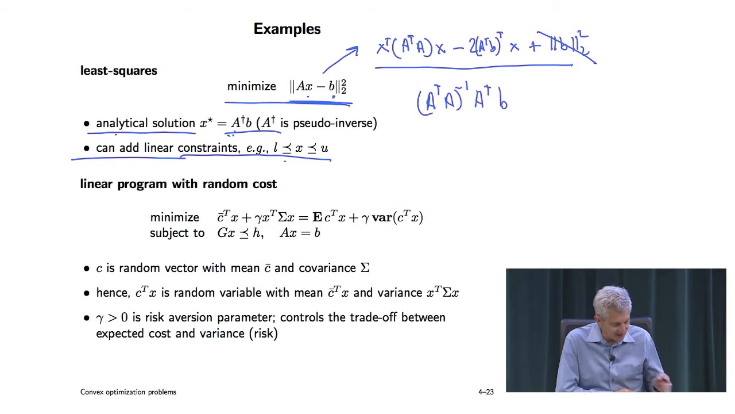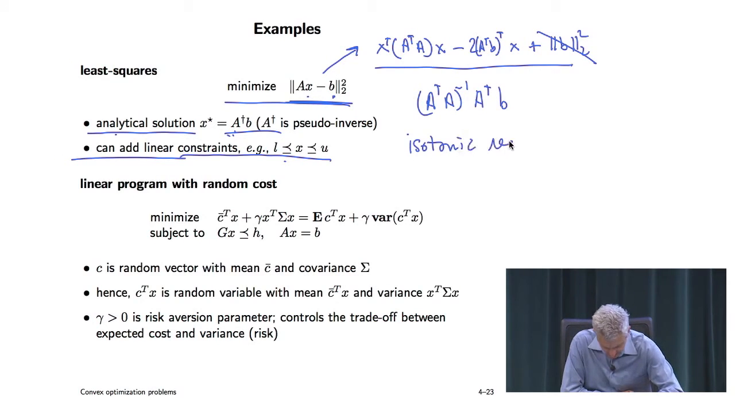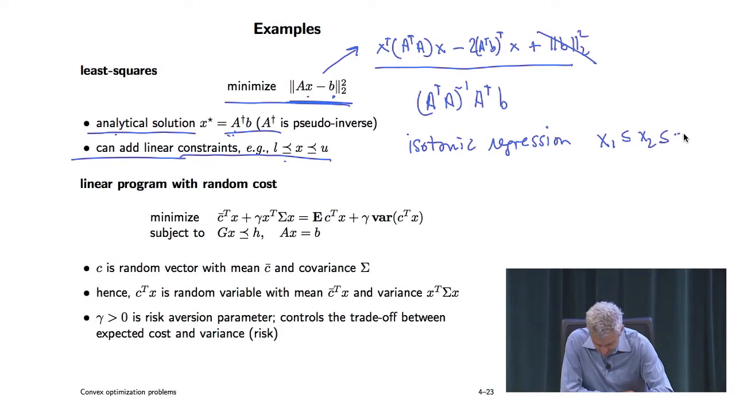Oh, another fascinating example of this, we'll look at many of these later, but here's a really cool one. Let's do least squares. And there's a name for this. I think it's called isotonic regression, right? That's the constraint that these are ordered like that.